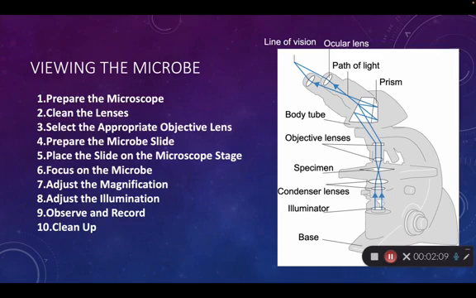We use lens paper or a microfiber cloth to gently clean the microscope's objective lenses, the one closest to the specimen, and the eyepiece lenses. Clean them if they are dirty or smudged. Then we select the appropriate objective lens. Start with the lowest magnification objective lens, usually 4x or 10x, for initial focusing. You can increase the magnification later for more detail.